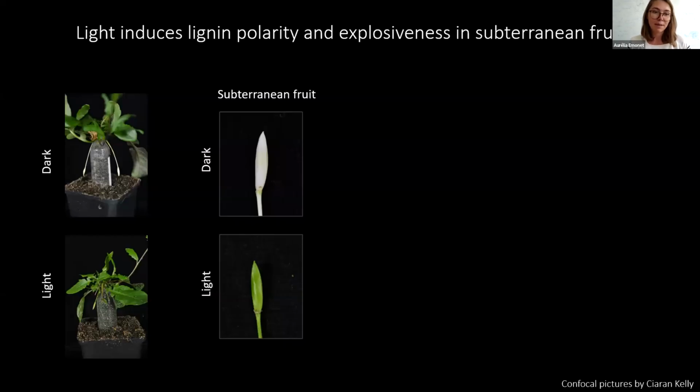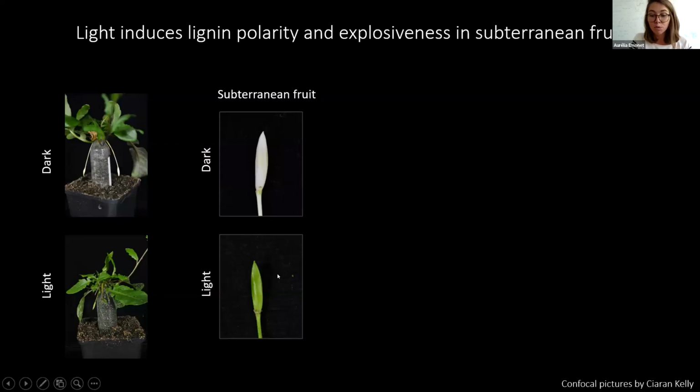I will finish with something a bit less related to laccases and peroxidases. When I was doing this RNA-seq, I was not so happy with the fact that the aerial fruit and the subterranean fruit were growing in very different conditions. So I worked hard to find a way to have subterranean fruit growing outside of the soil. I managed to get some growing out, and they actually become green when you submit them to light. So that was one thing.